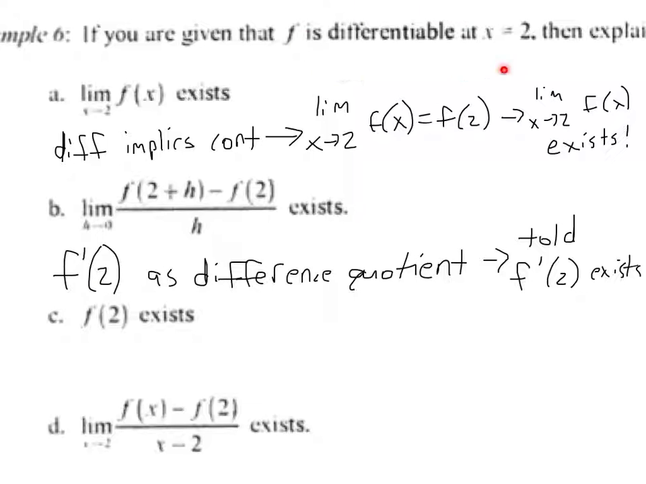And we're told that at 2 it is differentiable. We're told that that exists. So if this has to exist, that means that, written just a different way, that would also have to exist.